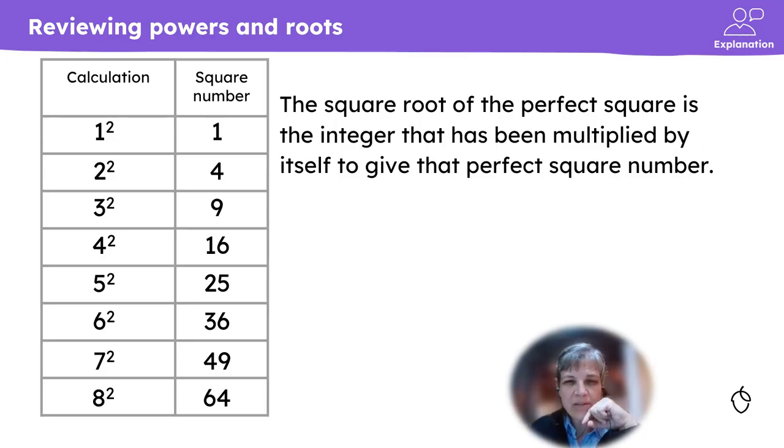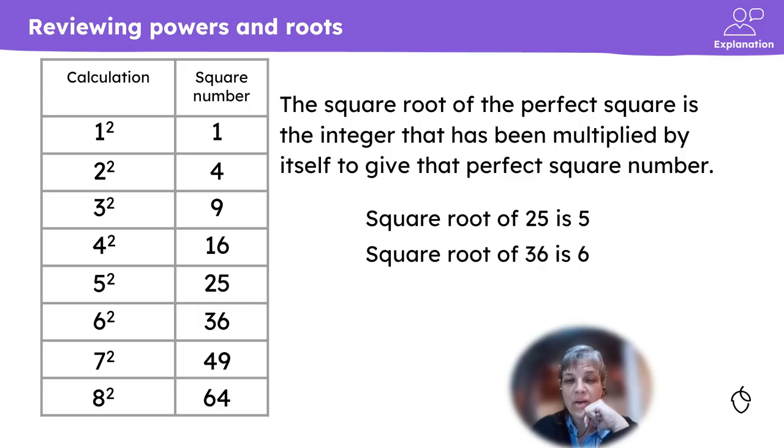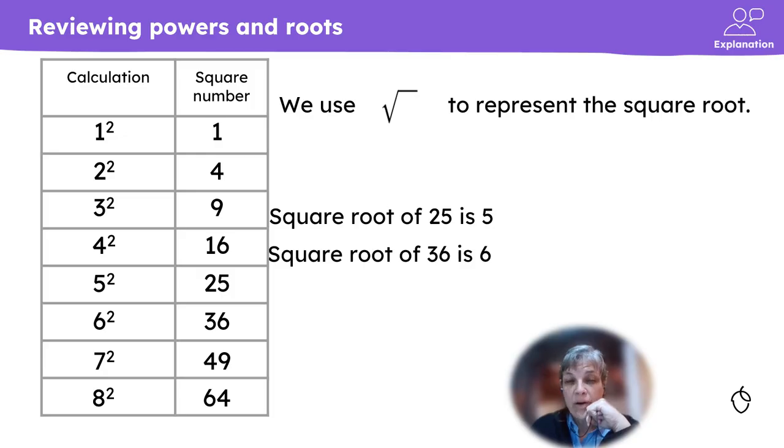So let's just look again here. When we were doing the squares, the square root of a perfect square is the number that was multiplied by itself to give that perfect square. What does that look like? Well, 5 squared is 25, but the square root of 25 is 5. That's the thing that was multiplied by itself to get 25. Or if you said 36, the square root of 36 is 6.